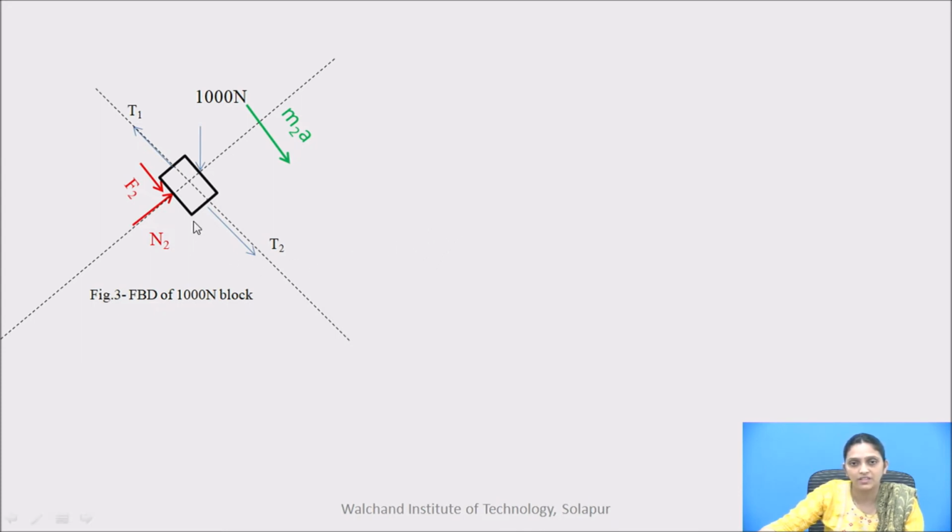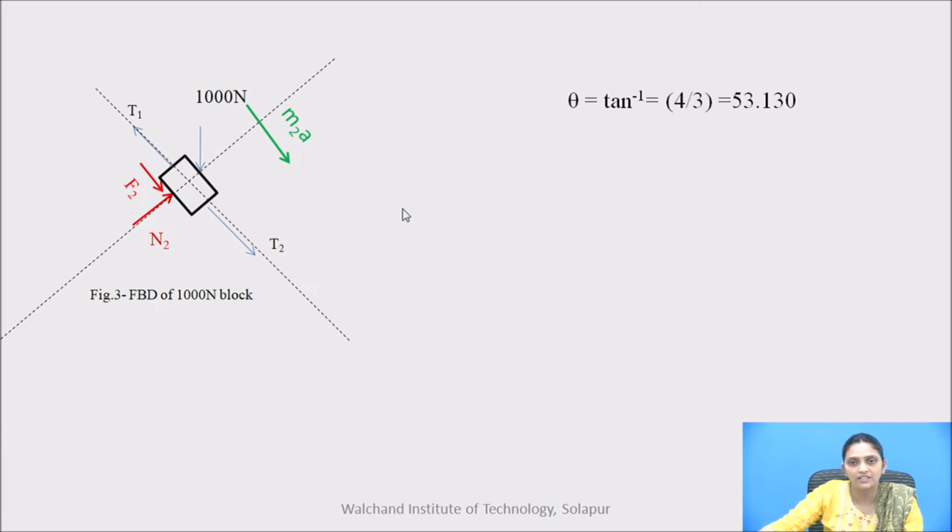Here you see that T2 force is in the x direction, T1 force is also in x direction, F2 is also in x direction, N2 is in y direction, and the MA force is in x direction. Only the 1000 Newton force is not in x and y direction. So we will resolve that force in x and y direction. For that we need theta for the resolution.